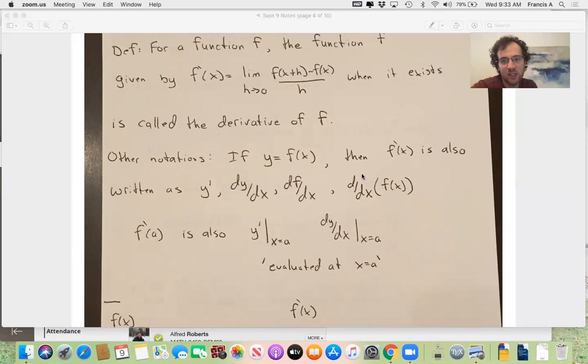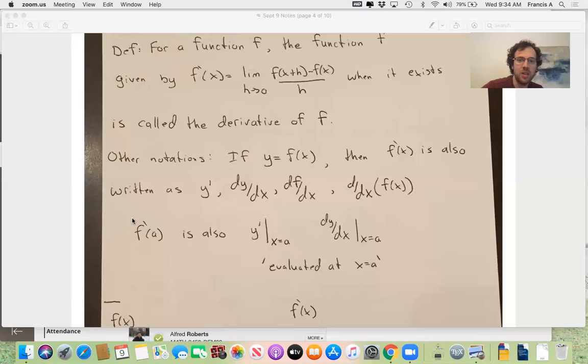Another way is this last one, which is really meant to say, given some formula, finding the derivative is a process. And it's almost like you input a function to the derivative finding machinery and you output another function. And so that's what this is kind of indicating.